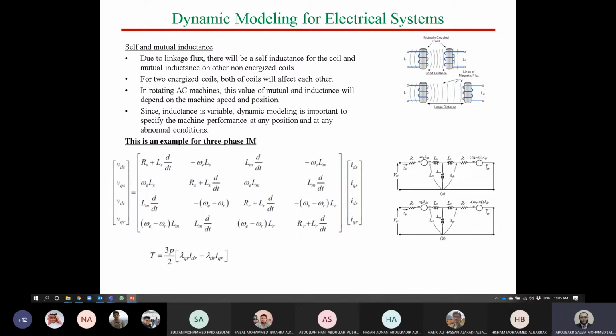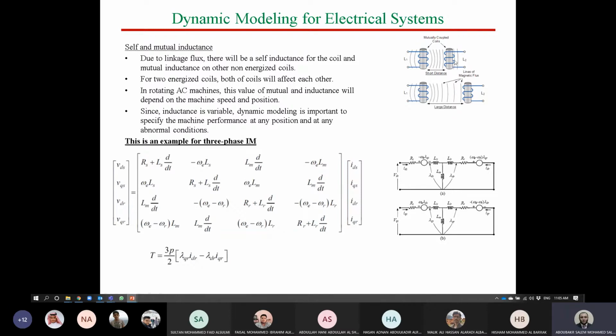We can use some simplifications. However, the accurate model will most probably give you a response close to reality. So it's better to include everything in your model.